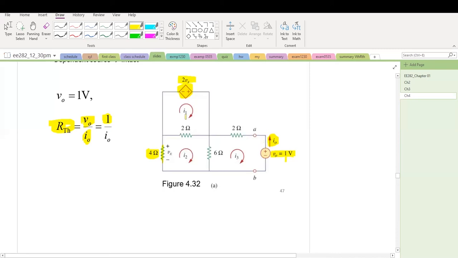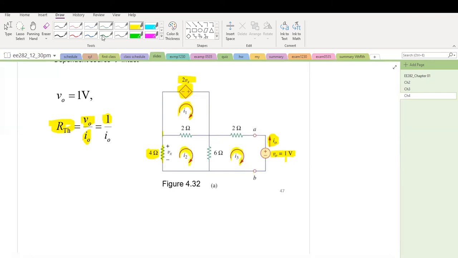To find I naught, there are many ways here. You can use mesh, you can also use nodal, whichever way is convenient. So in this case, we illustrate using the mesh analysis. We have mesh I1, mesh I2, and mesh I3.